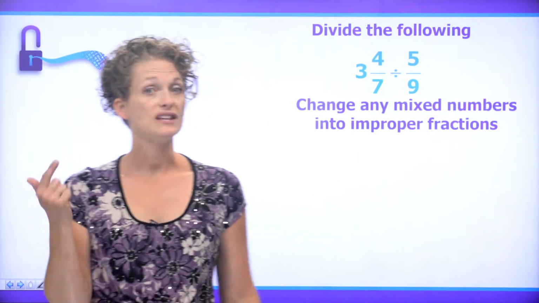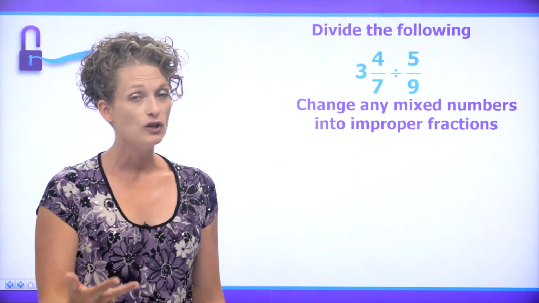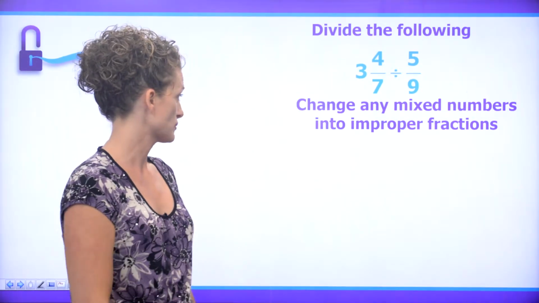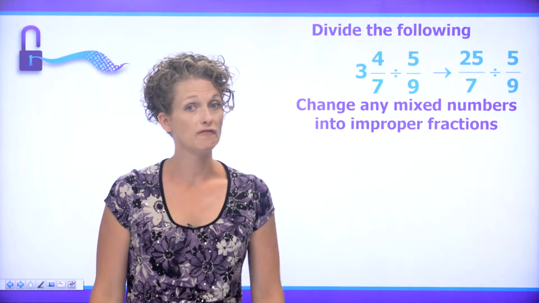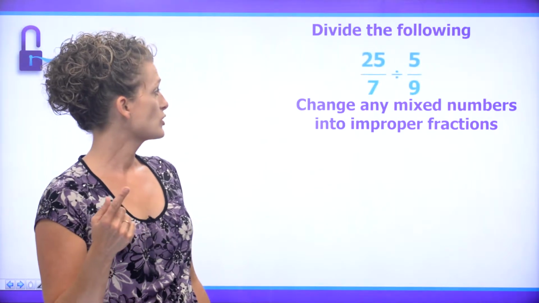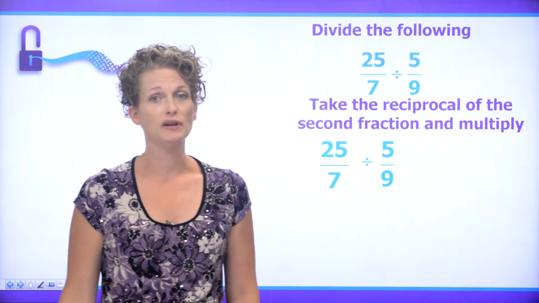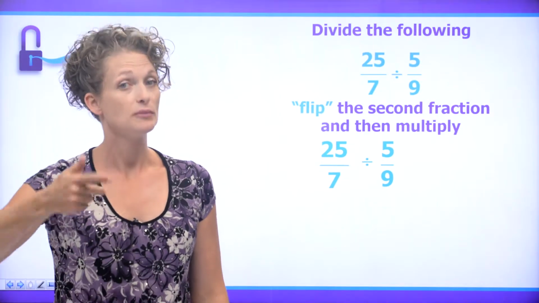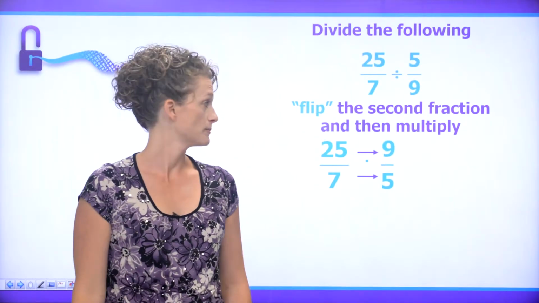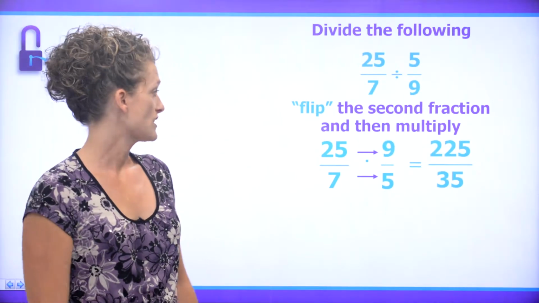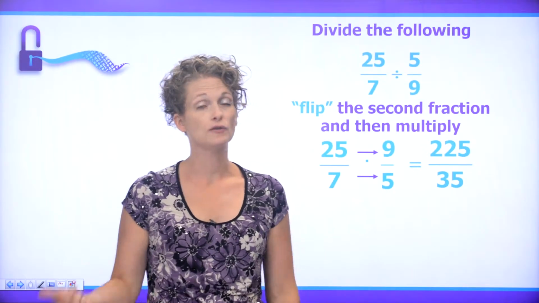Well, remember what we said. We said change any mixed numbers to improper fractions and then go ahead and do your divisions using reciprocals. So 3 times 7 is 21, plus 4 is 25/7. And then we're going to take that, and we're going to take the reciprocal of the second fraction and multiply. Remember, taking the reciprocal simply means flip the second fraction, and then go ahead and do your multiplication, which is just straight across. All right, so we get 25/7 times 9/5 gives us 225/35.